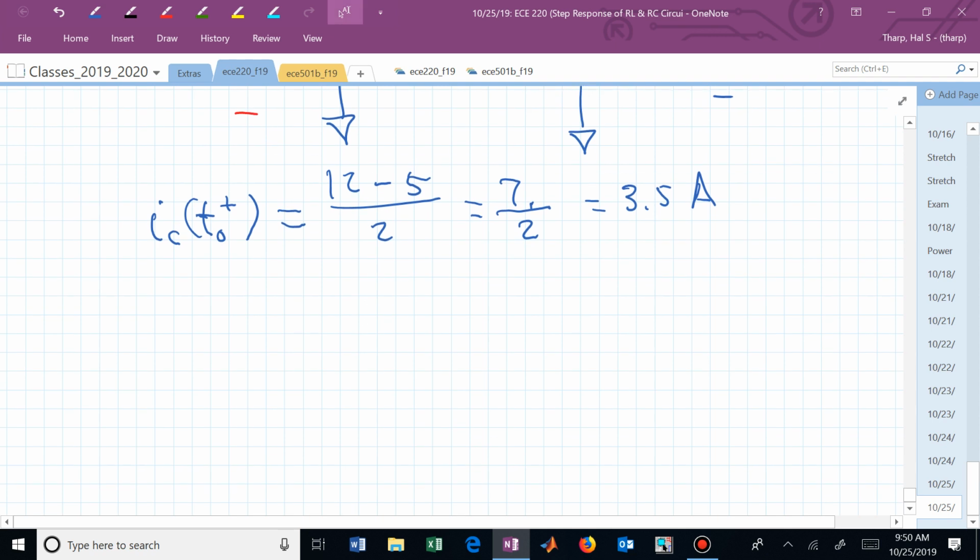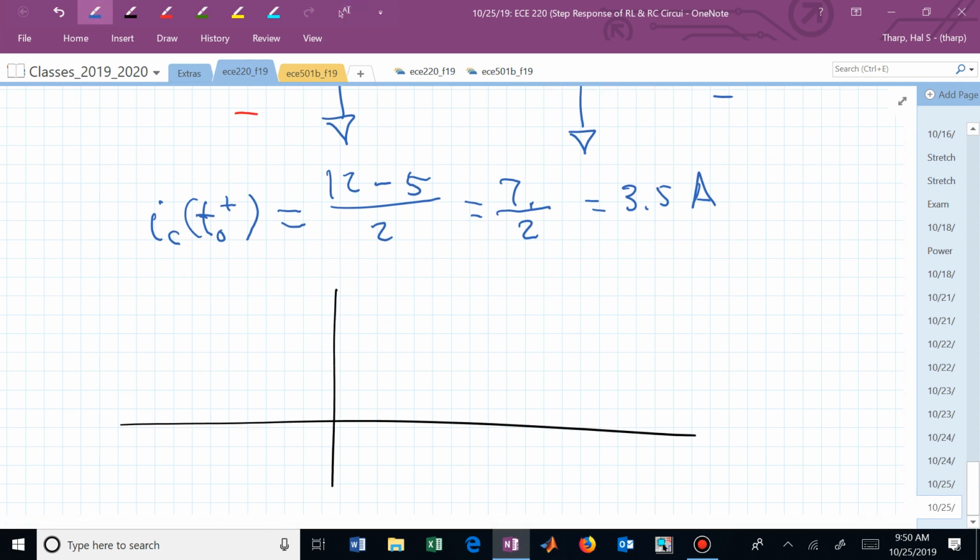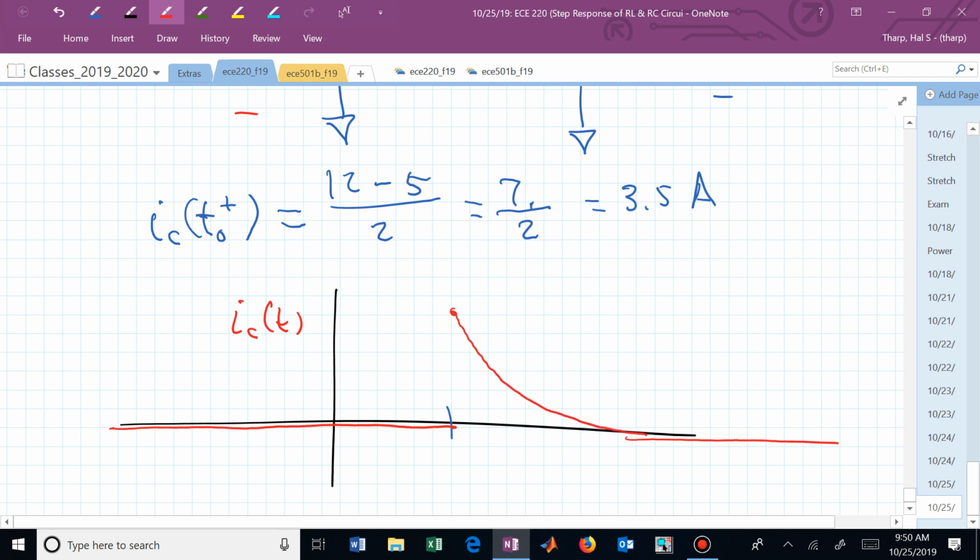So what just happened? I'll sort of do this for you as you're exiting and cleaning up, but we had nothing here. This was I sub c of t. Then we jumped up to 3.5, and what happens at the end? Way off into the future, that current goes back to 0, doesn't it? And the exponent is going to have the same exponential shape that we've enjoyed in this particular example, and that's now our current. It's discontinuous at t0. We'll pick up with a lot more switching, I think, on Monday.